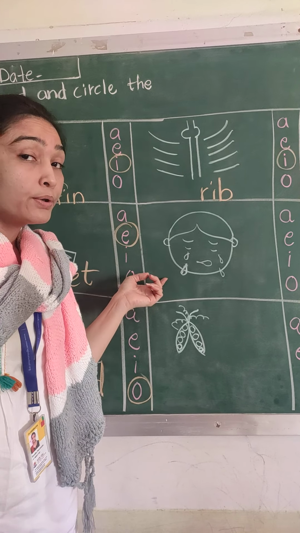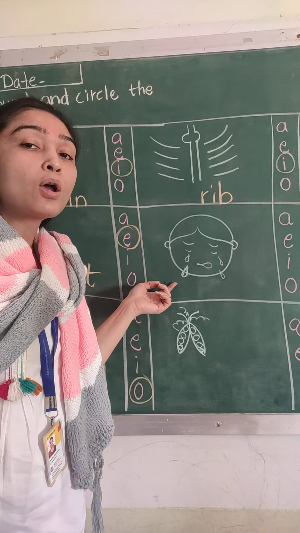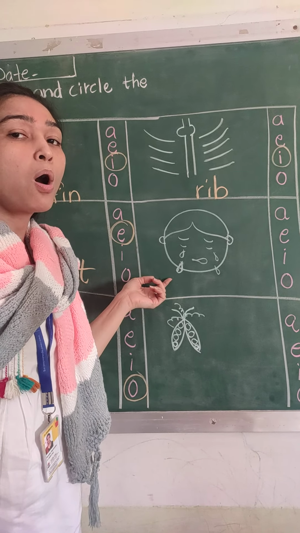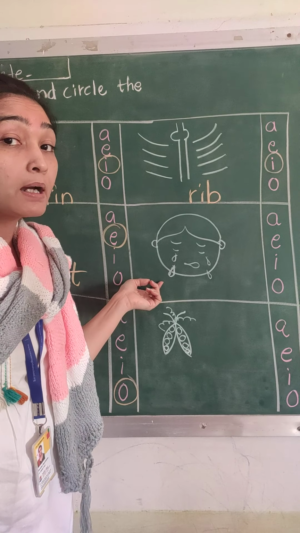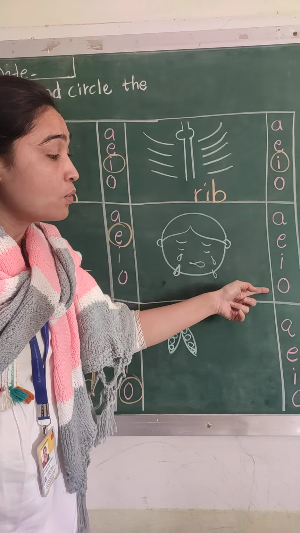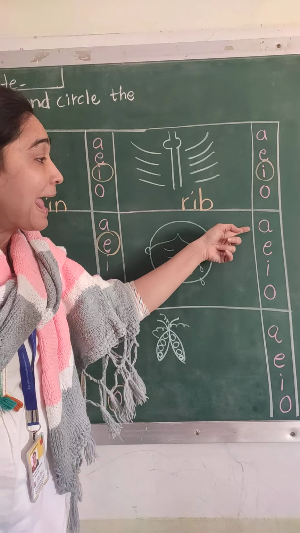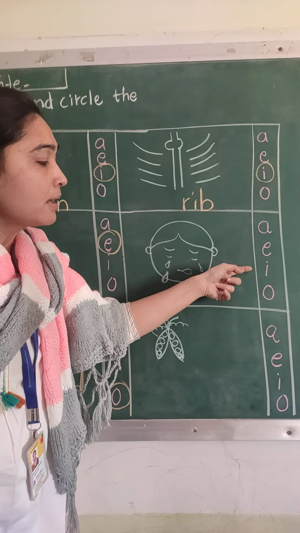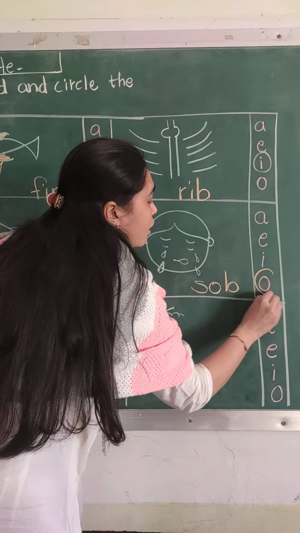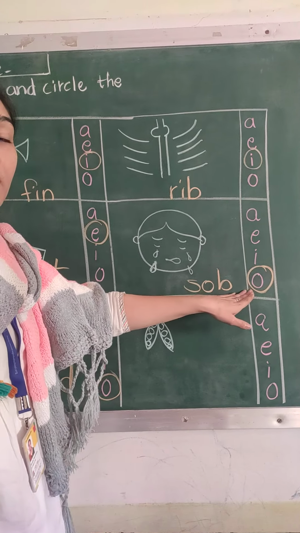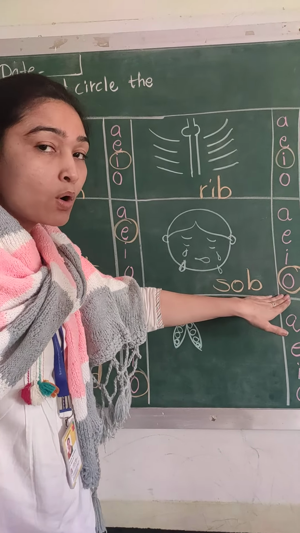This is the picture of sob. Sob. So what do you hear when I say sob? It is the sound of letter A, E, I, O. Which vowel? A, E, I, O. Sob. It is the sound of vowel O.